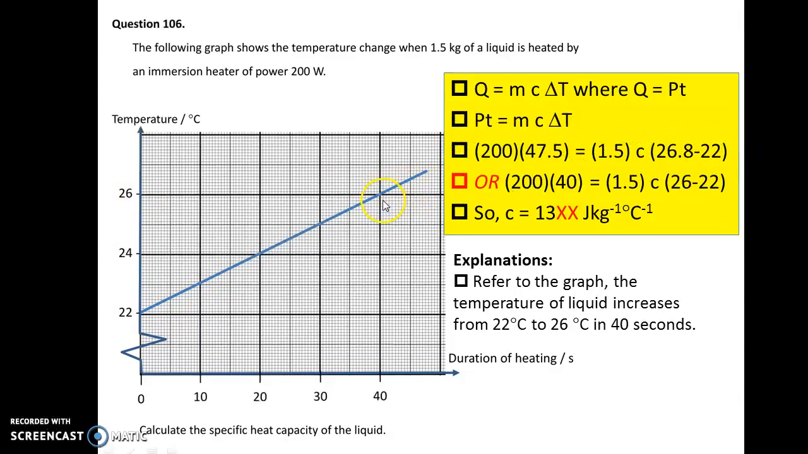On the other hand, you may make it easier. You may look at this point instead, so that the temperature increases from 22 to 26, and then it takes 40 seconds only. Alright, so this is then the next equation. You may write any one of these two. Any one of them is correct, so that you may find the answer.